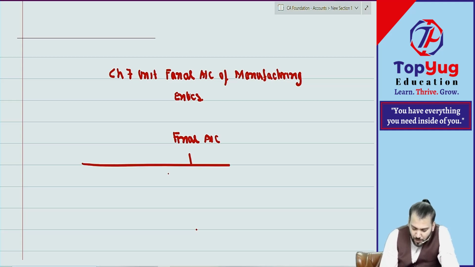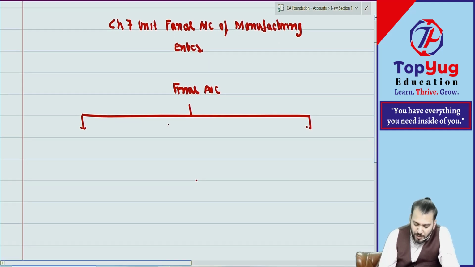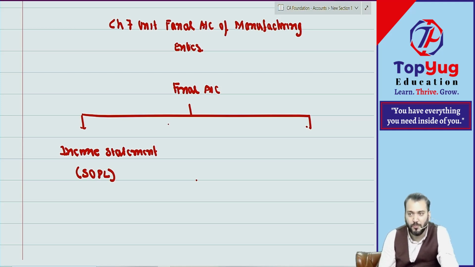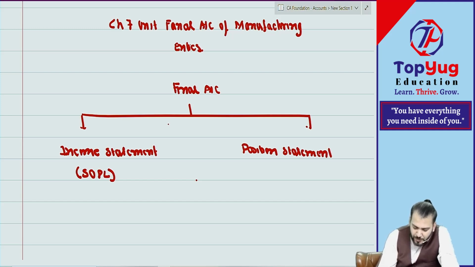Final account consists of how many statements? Two statements. First one is known as what? Statement of PL, means income statement. We call it income statement, or we call it SOPL. SOPL means what? Statement of profit and loss. The second statement is known as position statement. Position statement is nothing but the balance sheet.